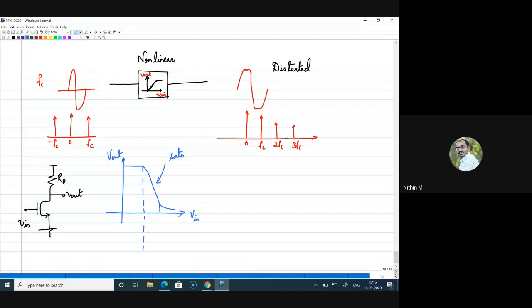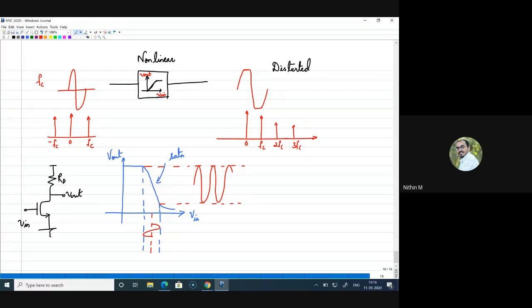Now if you are applying an input signal, I am trying to apply an input signal on a DC voltage here. Now if your input signal is within the linear part of the graph, you can in fact expect an output which is also linear, or which will also preserve the shape. Your input signal shape will be preserved.